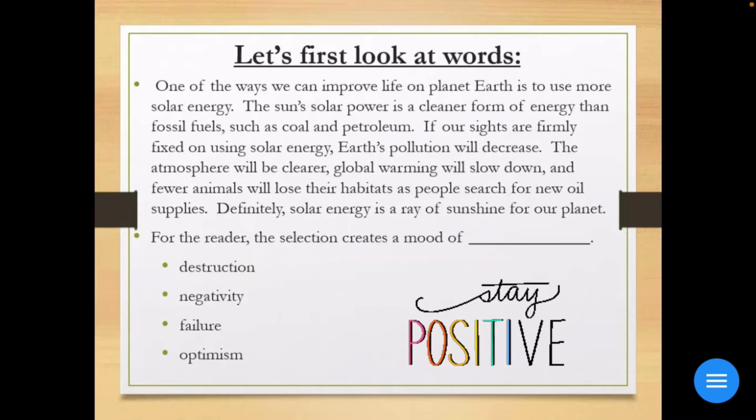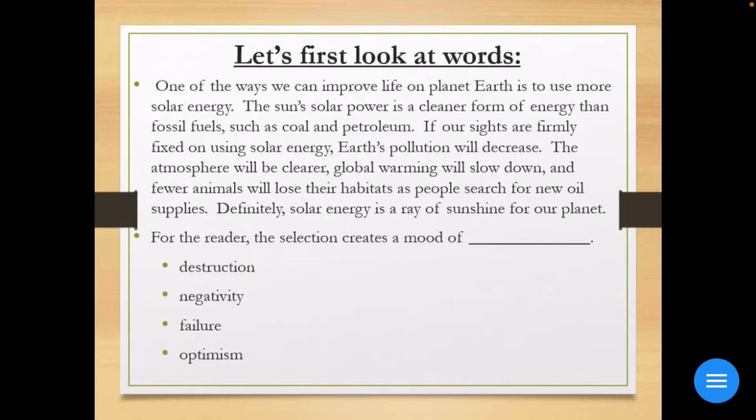And I think this paragraph, because of the things we've already talked about, how solar energy would decrease Earth's pollution, how we'll have clearer skies and global warming will slow down and animals will have their habitats, I think it's definitely looking on the positive side of what solar energy can do. So for those reasons, the correct answer is optimism.